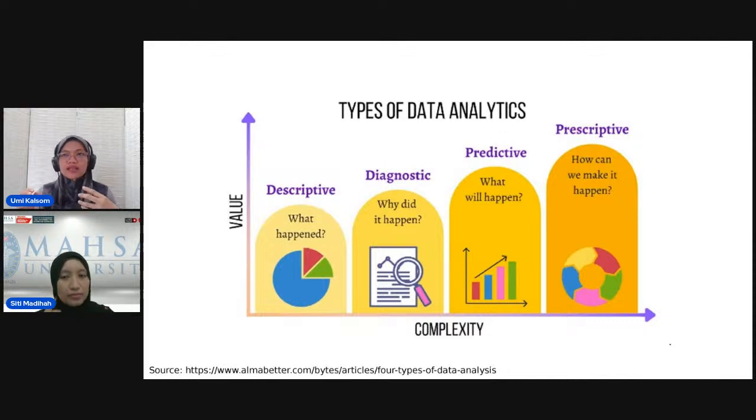In an analytics project, we do not necessarily complete all the analytics. Sometimes we just do descriptive and diagnostic only, just what we want to see, or what happened. And for more mature data, we can go up to prescriptive analytics. Okay.